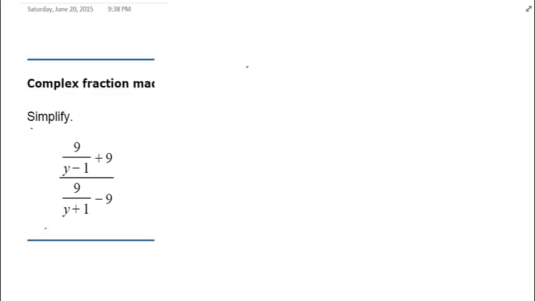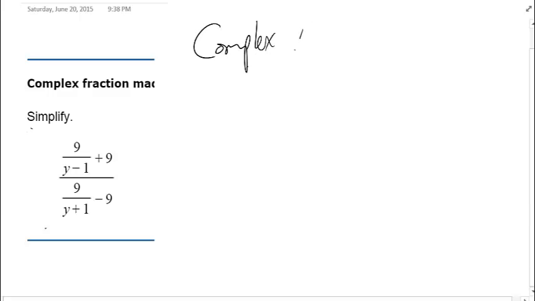Hello and welcome. We're taking a look at complex fractions today. Complex fractions are important because they're fractions within fractions, and they're rough. So we want to make sure that we understand how to do them.